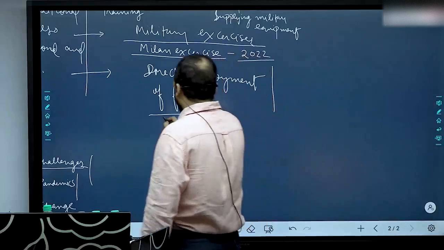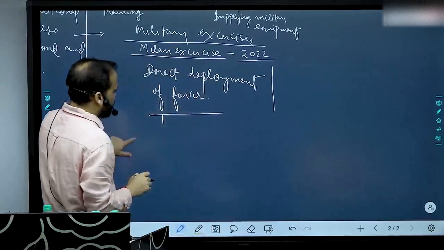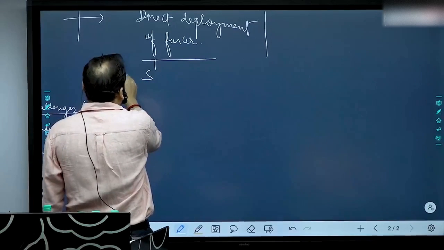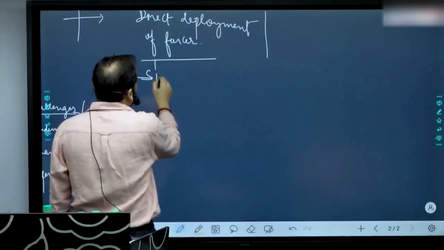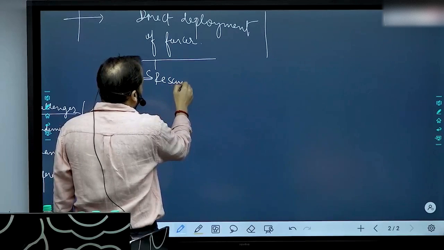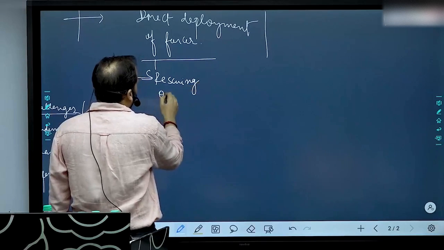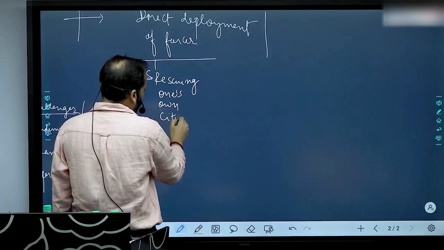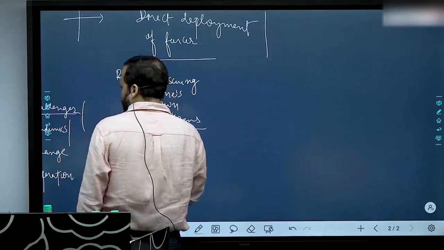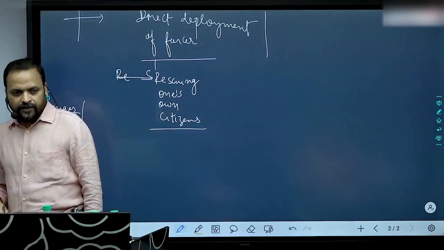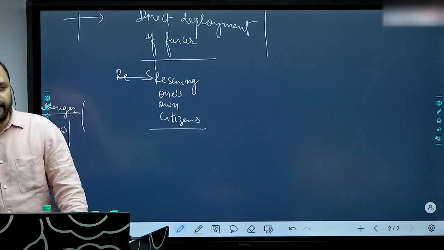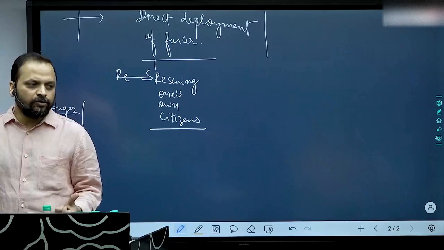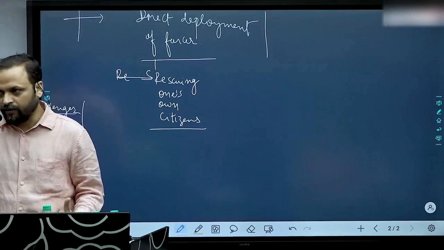Direct deployment can be for the purpose of rescuing one's own citizens. Is there any example? One's own citizens in case of any external crisis. This becomes the most obvious cause of direct deployment. It is easiest to take a decision when Indians are involved, right?